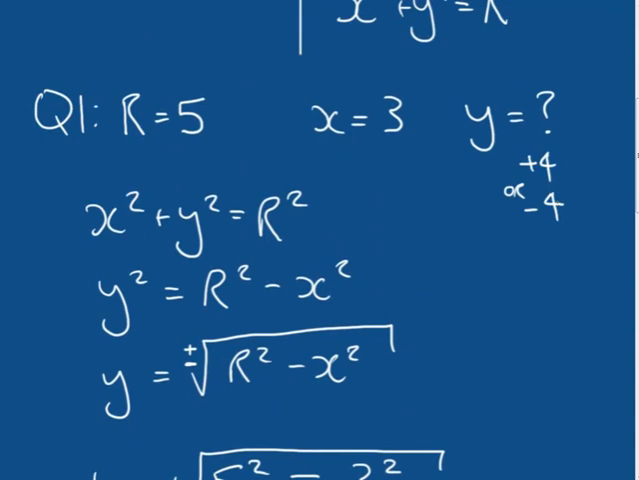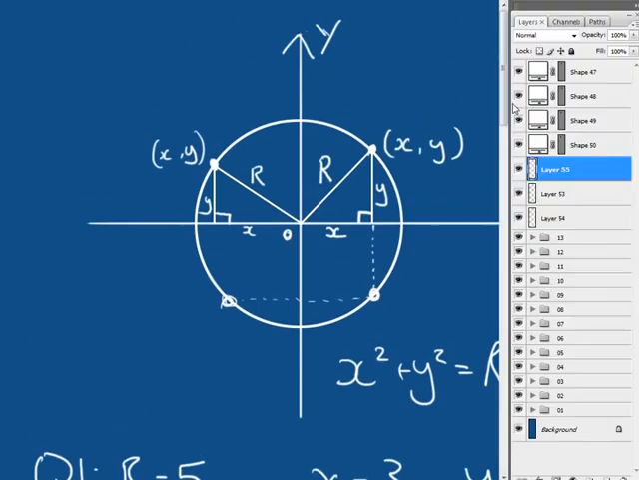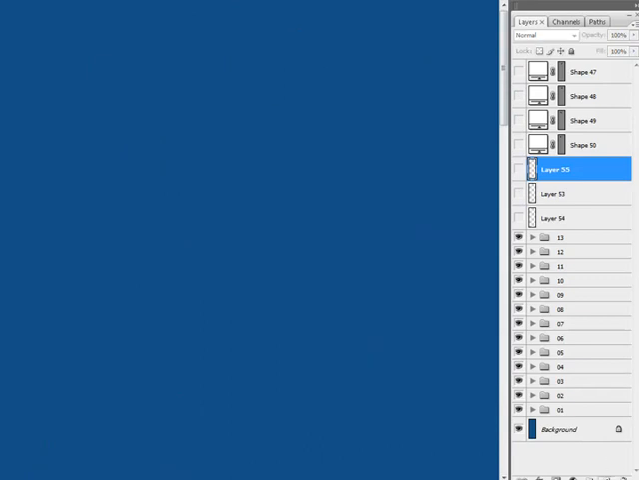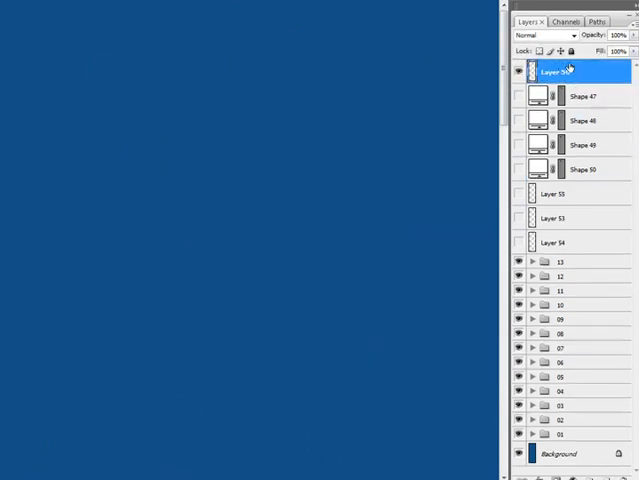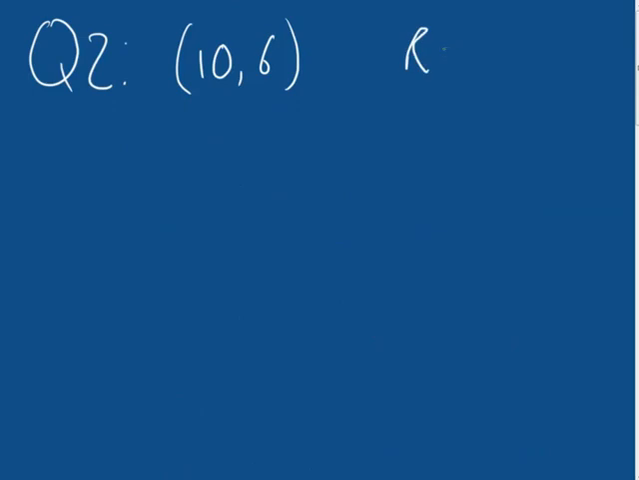So there's our first question. And since we're running out of whiteboard space, I'm going to hide all of this, bring up a new layer, and set our second and final question for this video. So question 2. Now this question, we know we have a point 10, 6 that lies on a circle, and that circle is centered about the origin. In this case, I'd like you to tell me what the radius of that circle is.